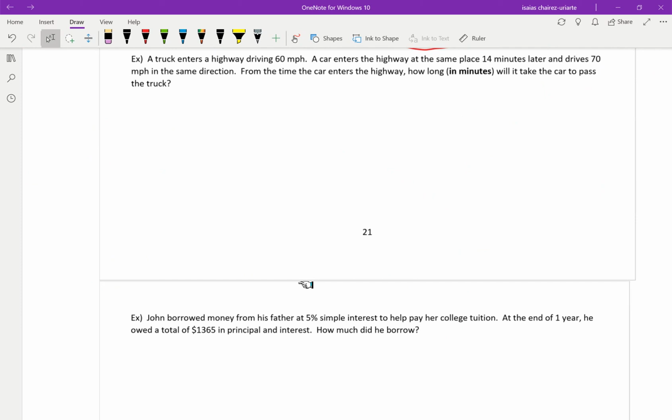So we have that a truck enters the highway. It's going 60 miles an hour. Okay, perfect. A car enters the highway at the same place 14 minutes later and drives 70 miles per hour in the same direction as the truck. So the car is going a little 10 miles per hour faster than the truck. From the time that the car enters the highway, how long, and we need our answer in minutes, will it take the car to pass the truck?